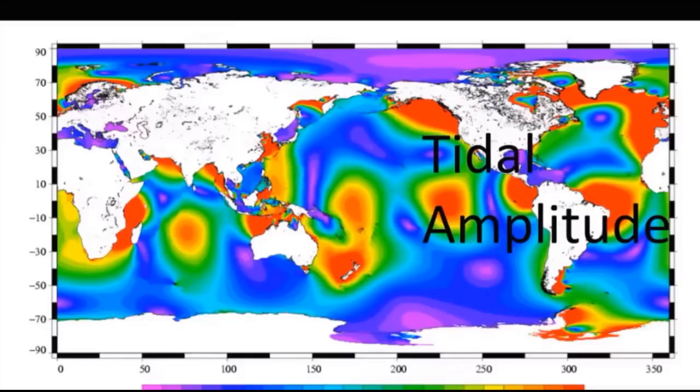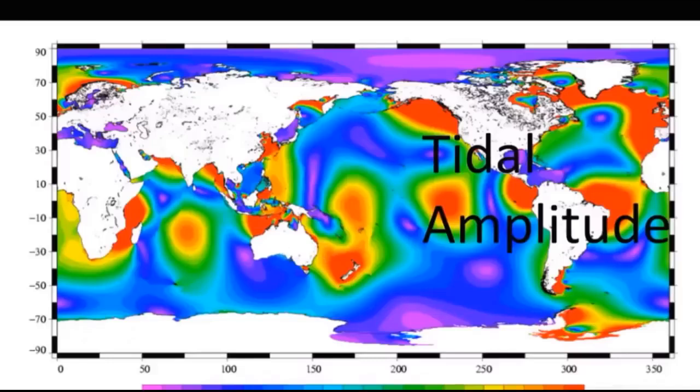What you'll notice with this is that there are places where the tidal amplitude is very, very low. It's actually 0. And those are the places here in pink. In these places, there is no tide. Low tide is the same as high tide. What that translates to is 0 tidal amplitude. So every place in pink has 0 tide.